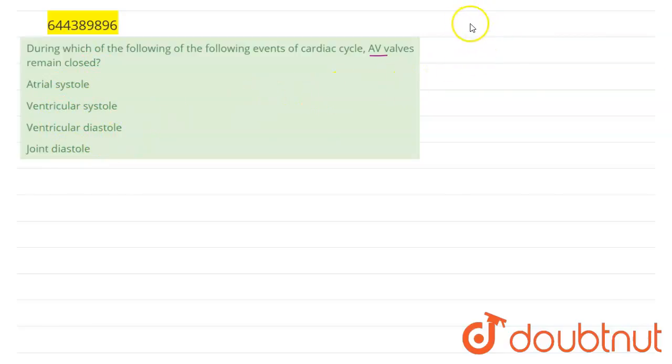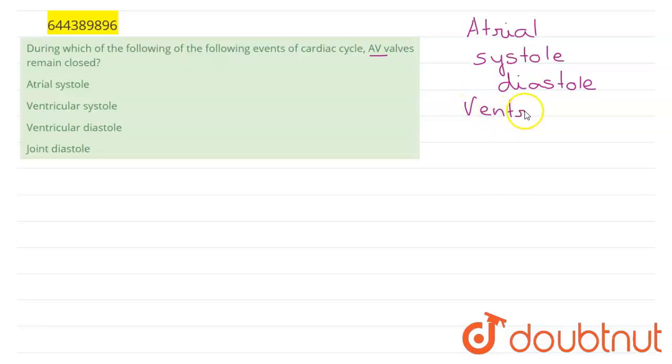So the cardiac cycle is divided into four phases. There are atrial systole and diastole, which is the contraction and relaxation of the atriums, and then there is ventricular systole and diastole, which is the contraction and relaxation of the ventricles. So these four phases together sum up the cardiac cycle.